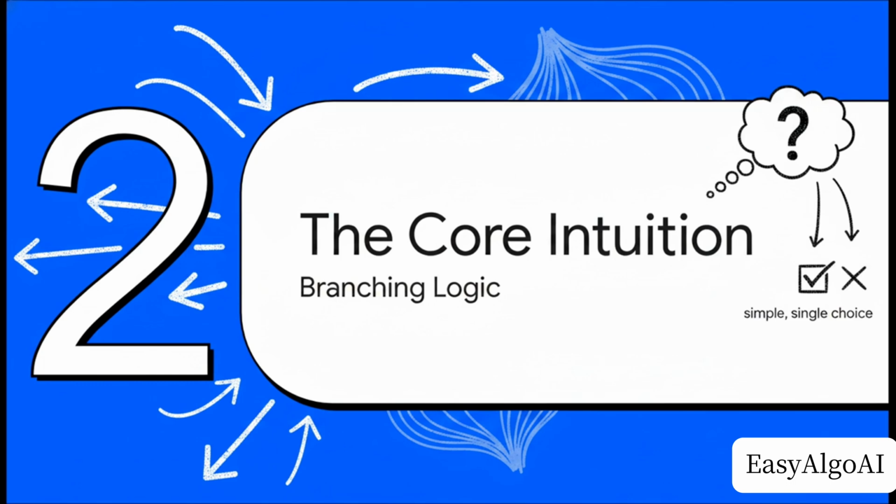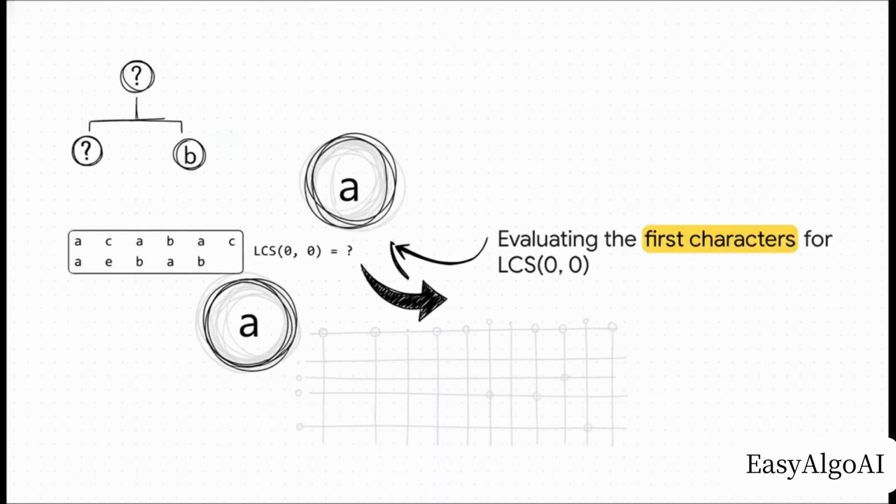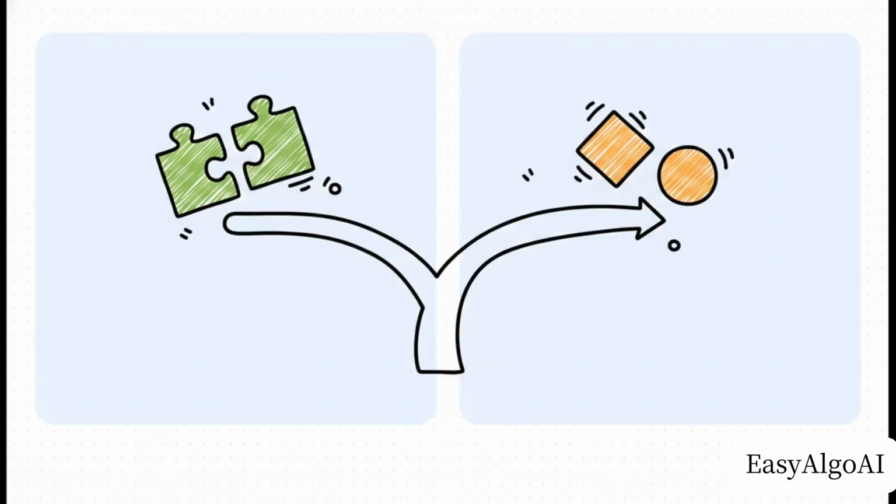Moving to Section 2, the core intuition and our branching logic. For any character we evaluate from either string, we're basically forced to make a really simple decision. Do we include it in our longest common subsequence, or do we exclude it? To figure out our next moves, we start by looking right at the very first character of each string. We'll call this position LCS(0,0). This exact decision forces us down one of two distinct paths. Either we land in case 1, where the characters perfectly match, or case 2, where they differ.